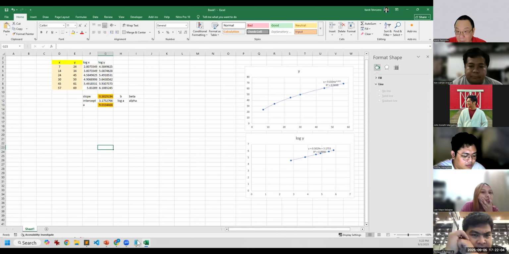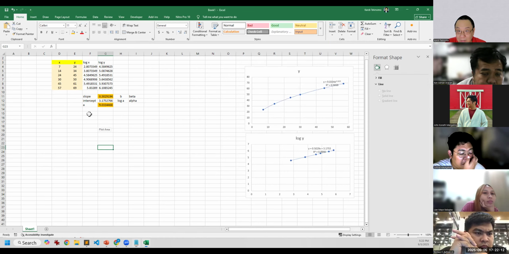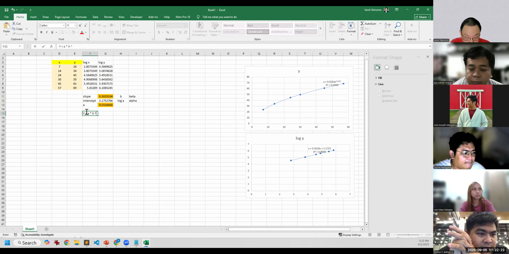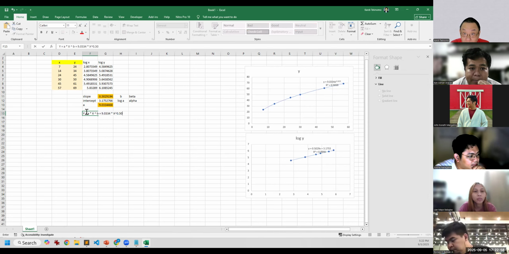So what is our model a while ago? This one, Y equal to A times X exponent B. So our model is actually Y equal A multiplied by X exponent B. We already know A and B. That is the same as A is 9.03334, multiplied by any X, where X is the data, exponent B, which is 0.5029.